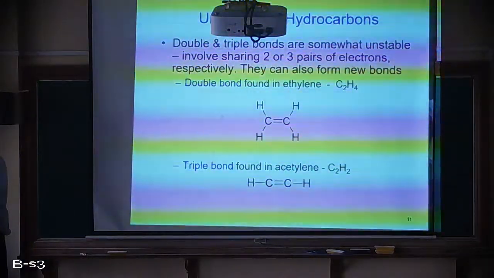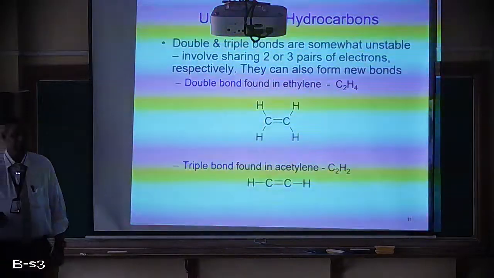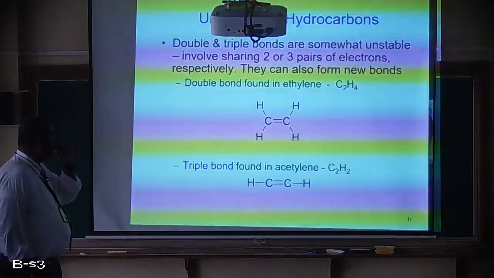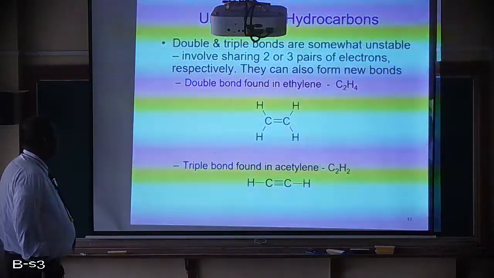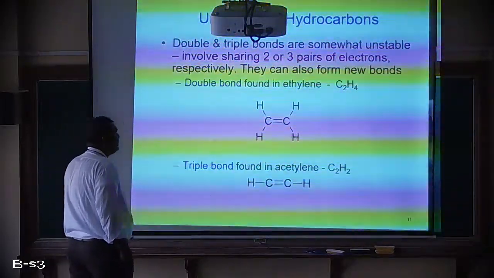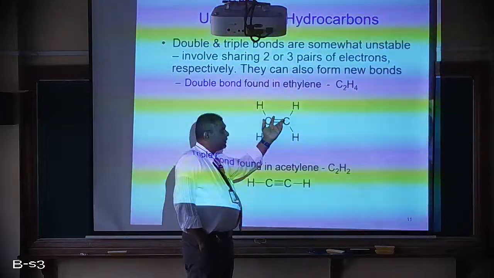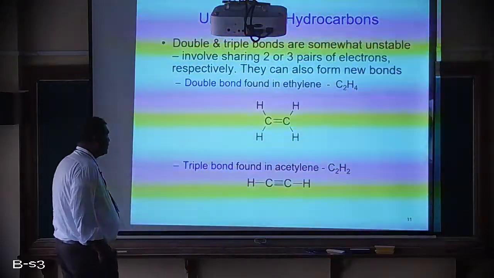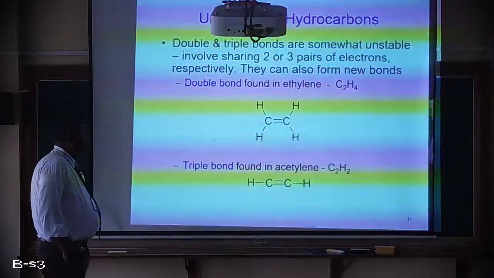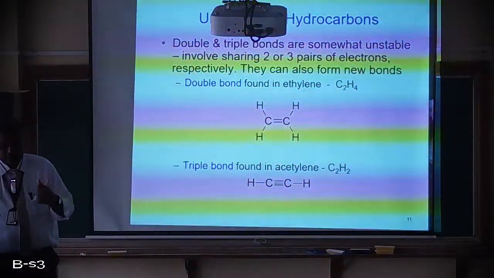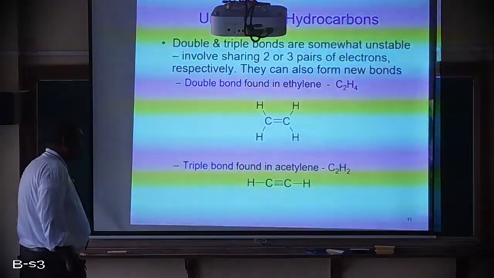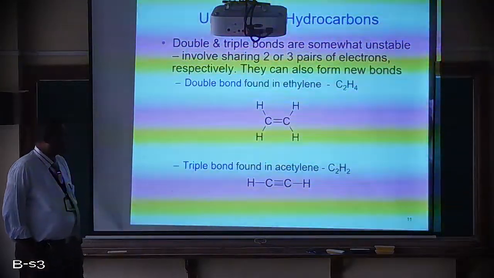So these are some examples of unsaturated hydrocarbons, with double and triple bonds. Here it is a covalent bond, and here it is a double bond. Triple bonds are somewhat unstable and involve sharing 2 or 3 pairs of electrons repeatedly, so they can also form a new bond. The double bond compound is C2H4. Now you can see here there are 2 carbon atoms and 4 hydrogen atoms. With a triple bond, you can see the bonding is triple, and this is acetylene. So this is ethylene and acetylene, here C2H4 and C2H2.